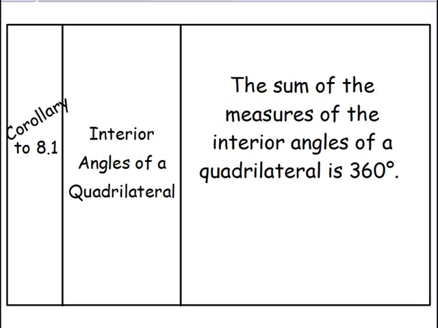And then the corollary to 8.1, this is just an add-on. The interior angles of a quadrilateral. Remember, a quadrilateral is a four-sided shape, so a square, a rectangle, a rhombus, parallelogram. The corollary says that the sum of the measures of the interior angles of a quadrilateral is 360 degrees, which you should know. You should know there's 360 degrees in a square because you have four right angles, or four 90-degree angles, and 4 times 90 is 360.